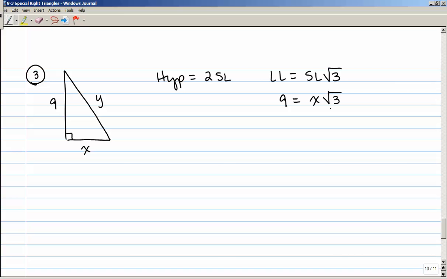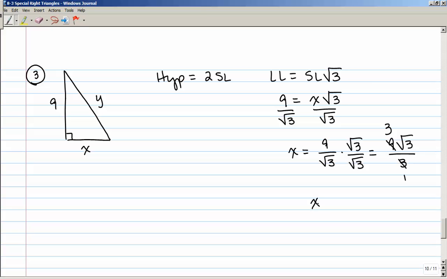Now let's solve this for x. Divide both sides by the square root of 3. So x is equal to 9 divided by the square root of 3. And again, I can't have a radical in the denominator, so I'll have to rationalize that by multiplying by square root of 3 over square root of 3. And that gives me 9 square root of 3 over 3. And I can reduce the 9 outside the radical sign and the 3 on the bottom. So x is equal to 3 square root of 3. And that's my short leg.